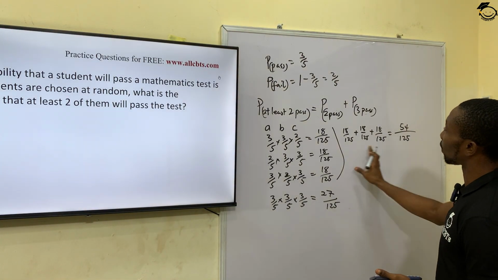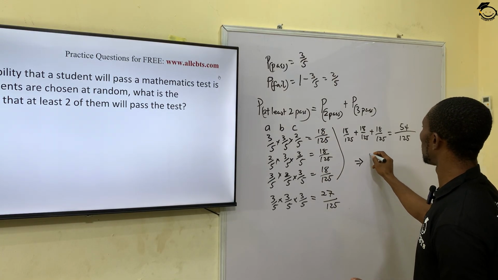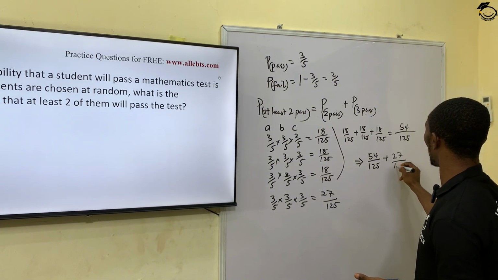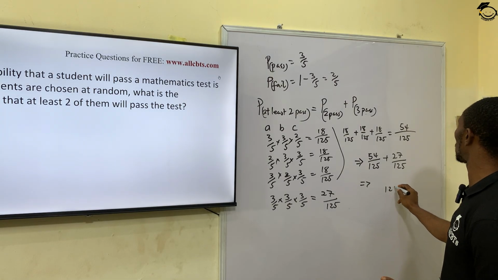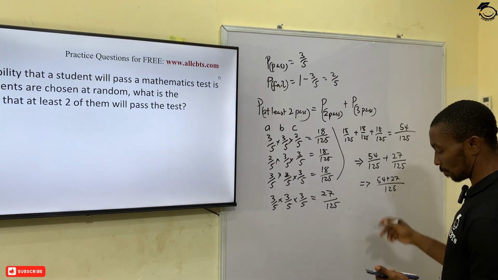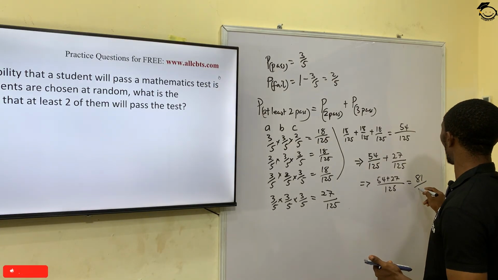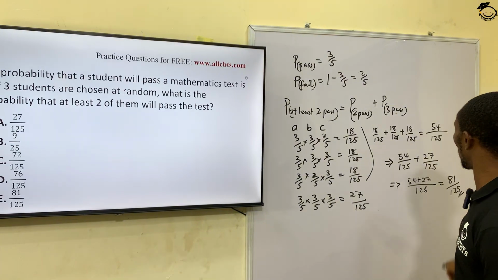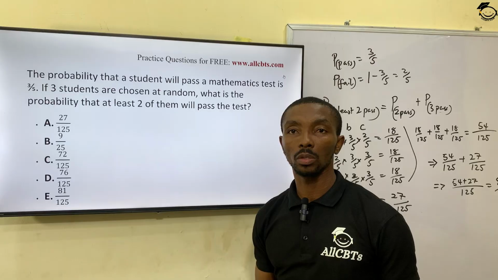Now, knowing that the probability that 2 pass is 54 over 125, we have it as 54 over 125 plus 27 over 125. Okay, our LCM will still remain 125. So 54 plus 27 would give us 81 over 125. So the probability that at least 2 of them pass the test would be 81 over 125.